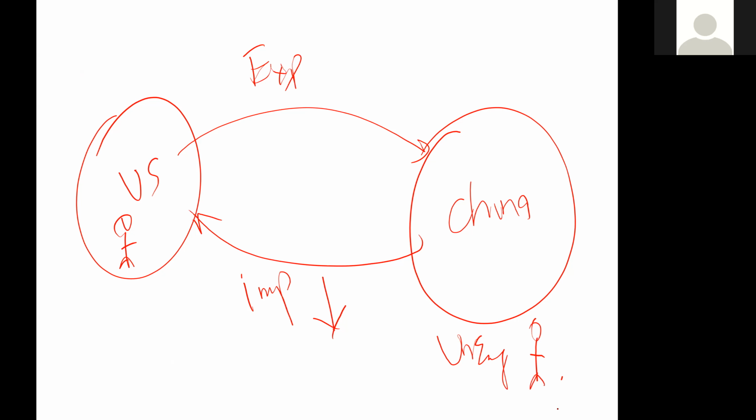Unemployment in China. I have a question. If the US is in a recession, doesn't it mean that they have rising inflation? Yes. But we just learned that rising inflation leads to more imports, not fewer imports.